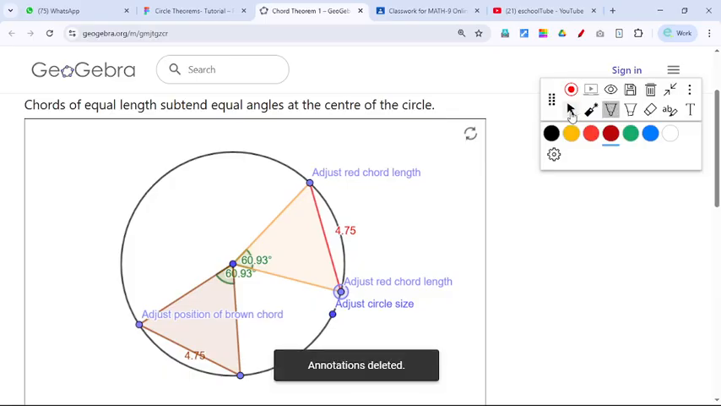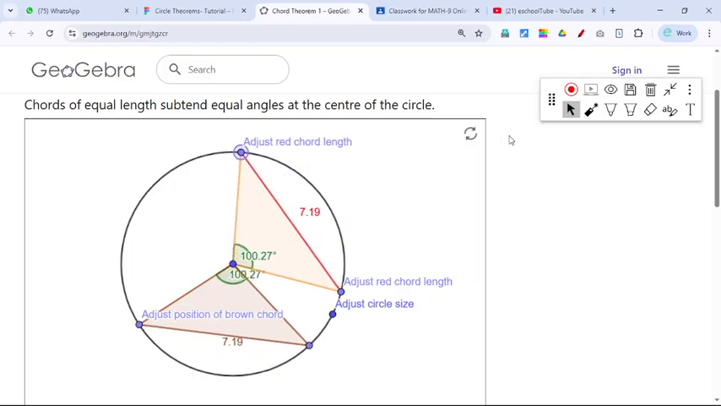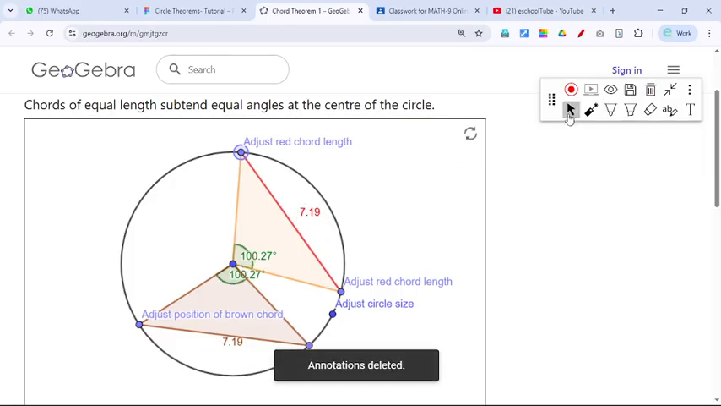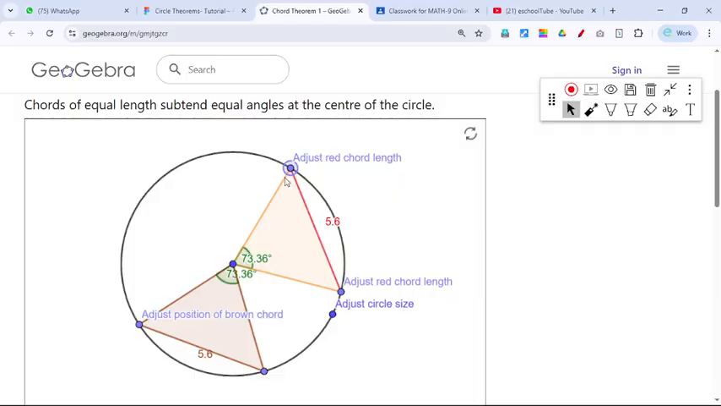Now even if you change these points, for example if I change this point, as long as the length of the chord remains the same, the angles will remain the same. Even if the chords are changing, the length of the chord is changing, but the chords are of the same length, as long as the length remains the same, the angle at the center will also remain the same, even if you change the points or the size of the circle.